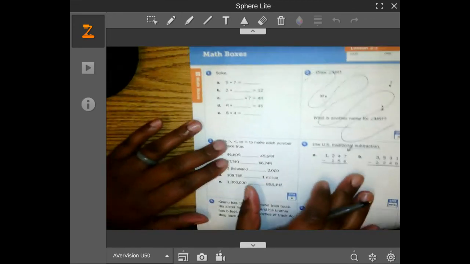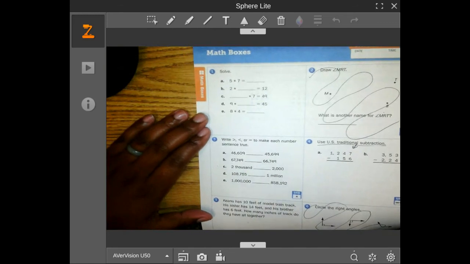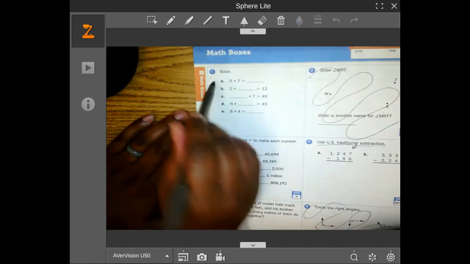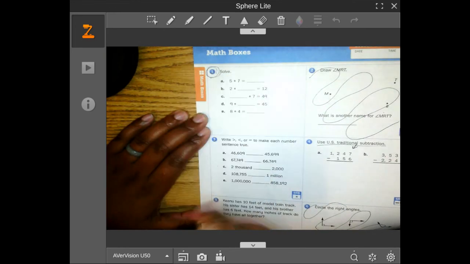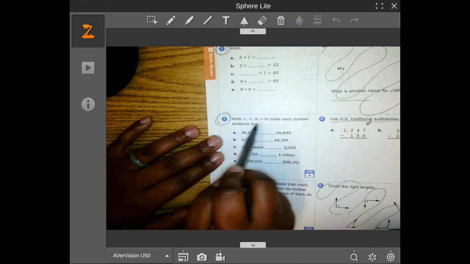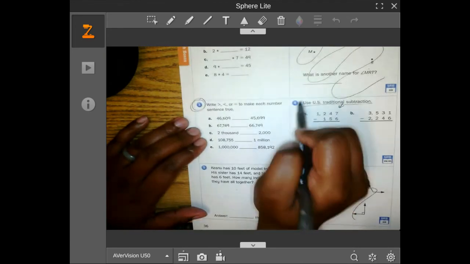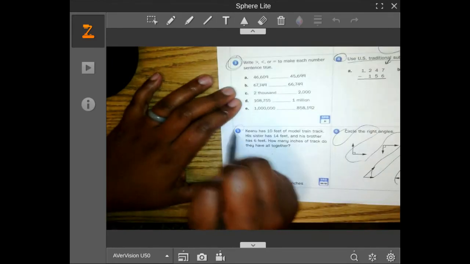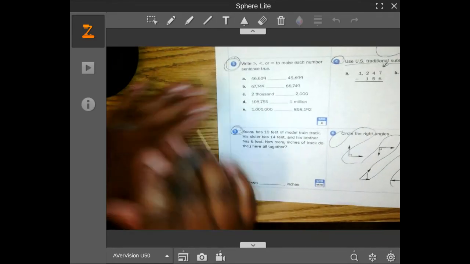I'm going to share that again. After you complete your array assignment, solve A through E in our first box. 3, greater than, less than, or equal to. 4, A and B, traditional subtraction. And then finally, number 5, and please submit.